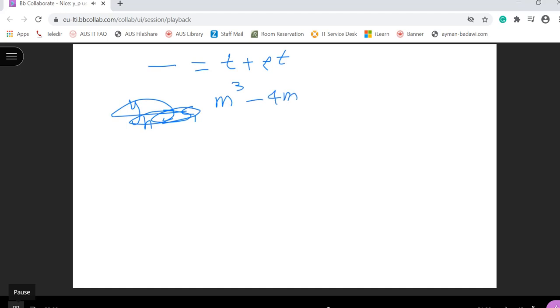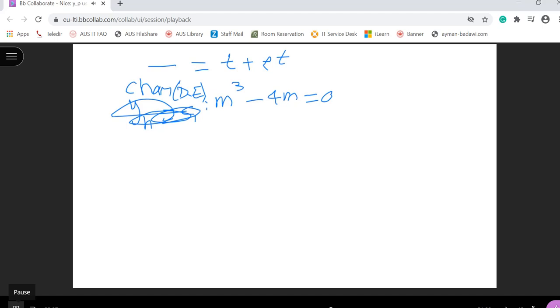Like you have, let's see, something equal t plus e to the t. Okay? And imagine the solution here, your homogeneous. Well, before the homogeneous, I tell you what's the characteristic. Imagine it's like m cubed minus 4m equals 0. This is the characteristic of the differential equation.